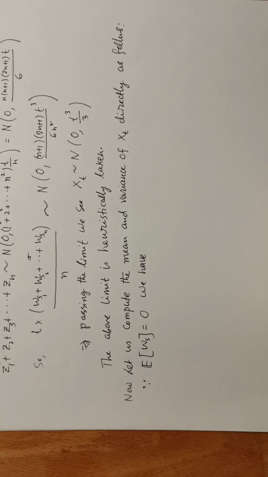So passing the limit, we see XT follows normal 0, t cubed by 3.